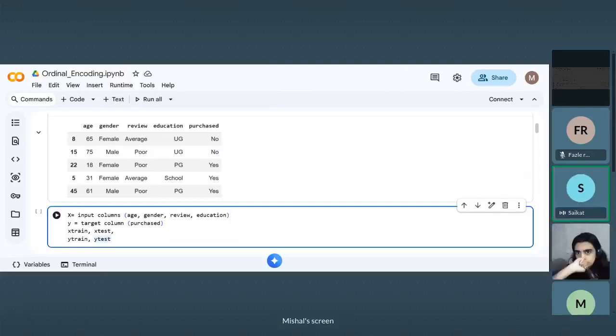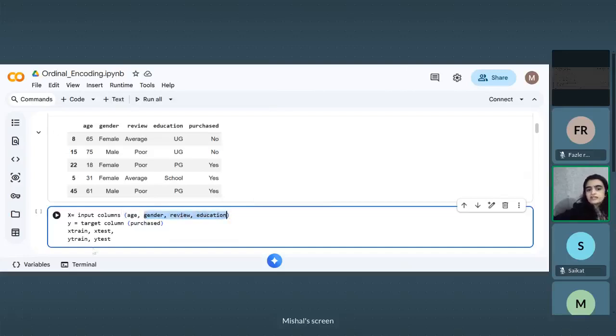Yes, madam. Okay. When we are going to perform the conversion, we don't need to perform it on the age column. We don't need to encode it. We need to do the encoding for gender, review, and education. So we will not apply encoding on the whole X or X train. We will apply it on these individual columns.